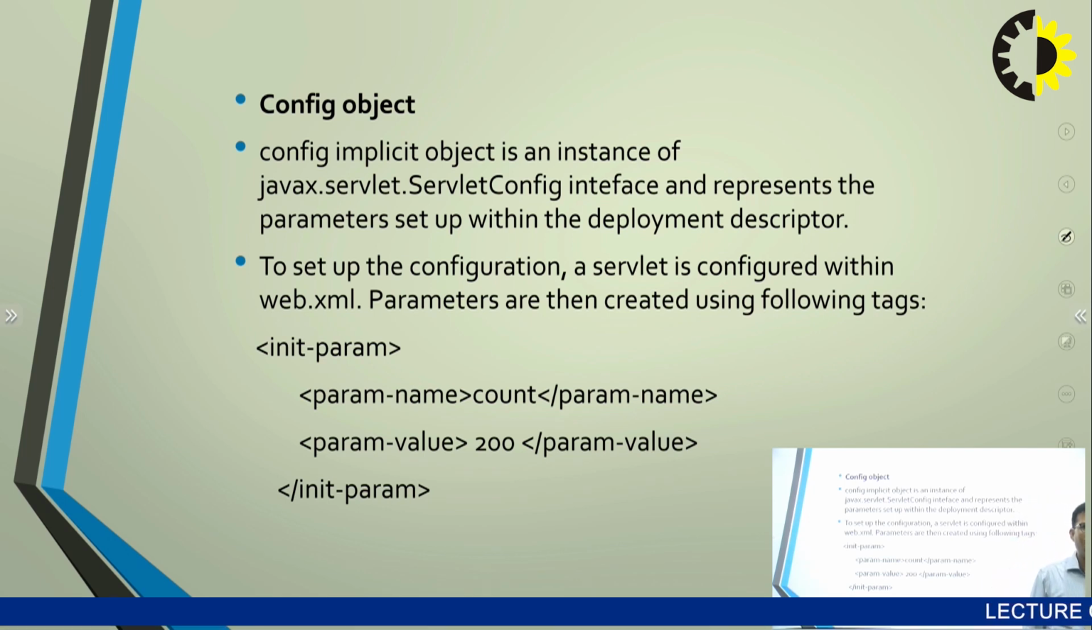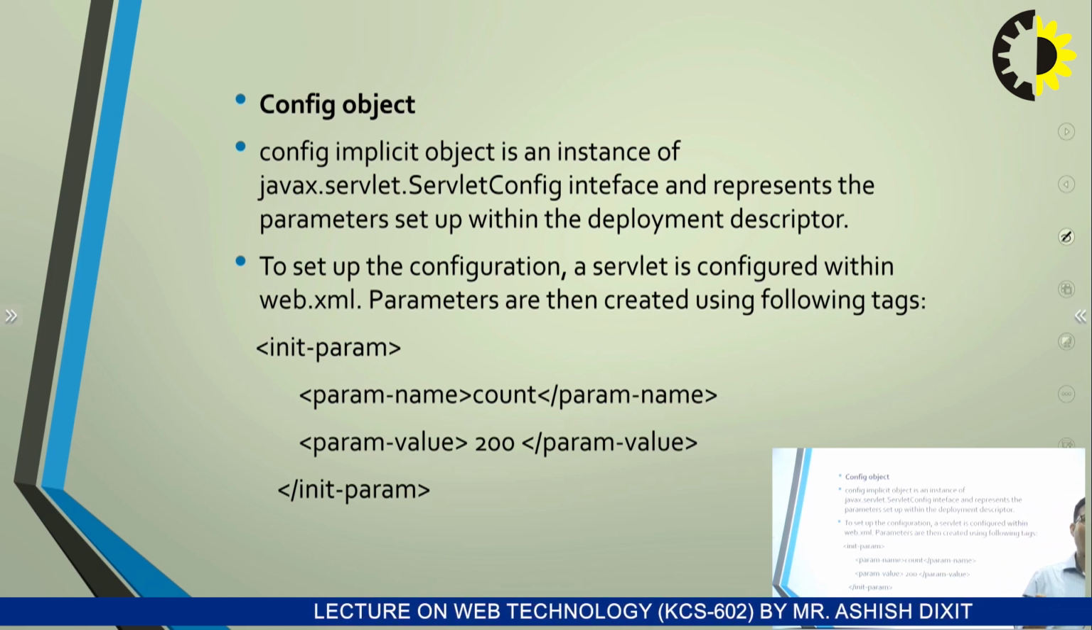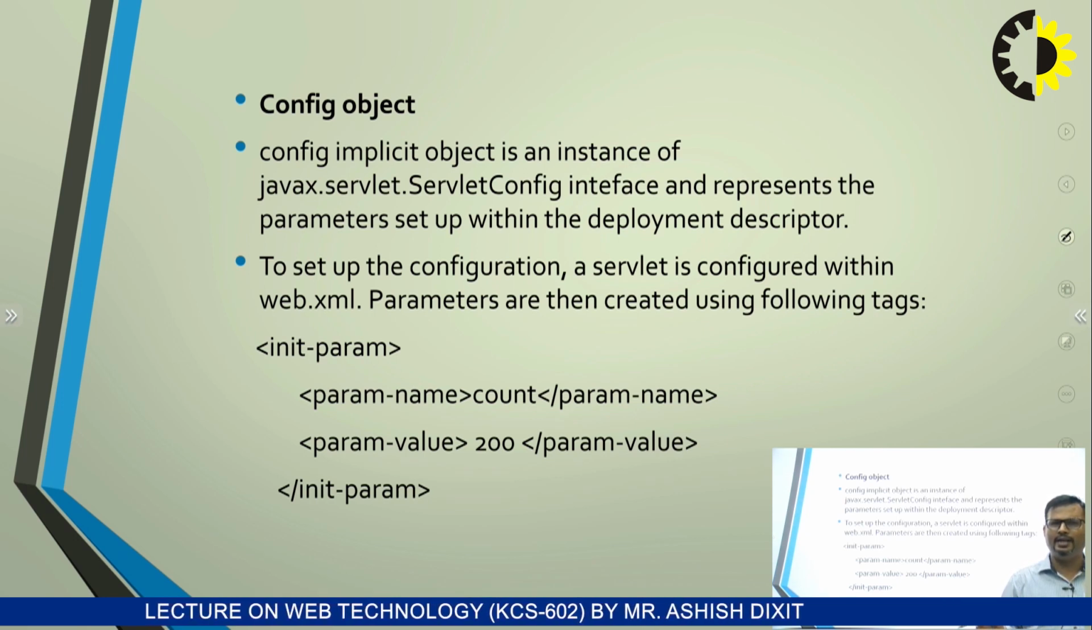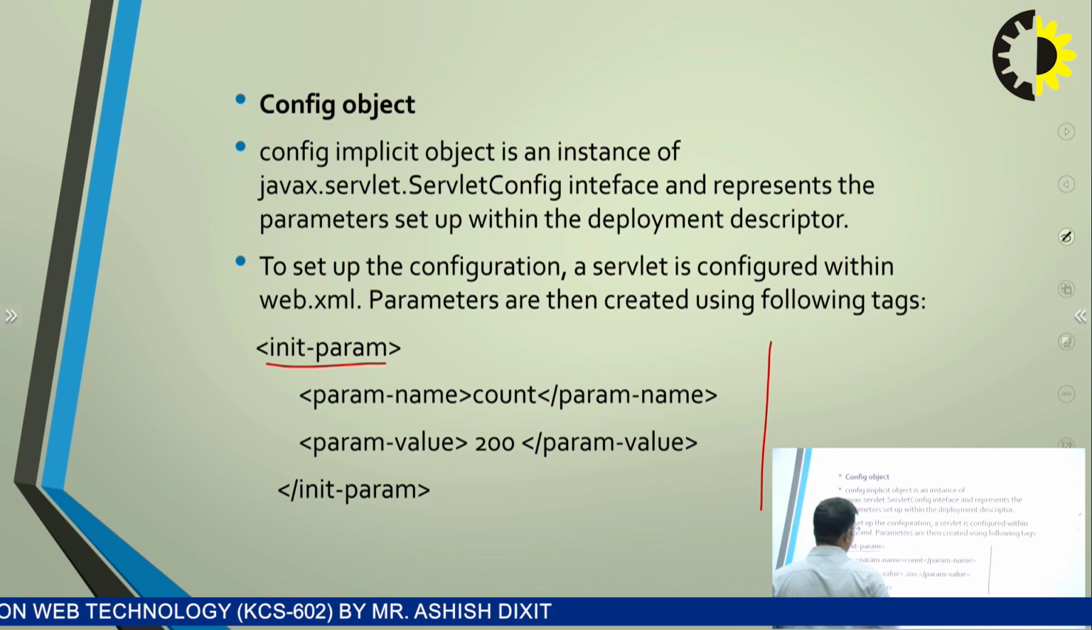Config object: how to configure any objects. The config implicit object is an instance of the javax.servlet config interface and represents the parameter set up within the deployment descriptors. To set up the configuration, a servlet is configured within web.xml. The parameters are then created like this example: init param, param means parameter.